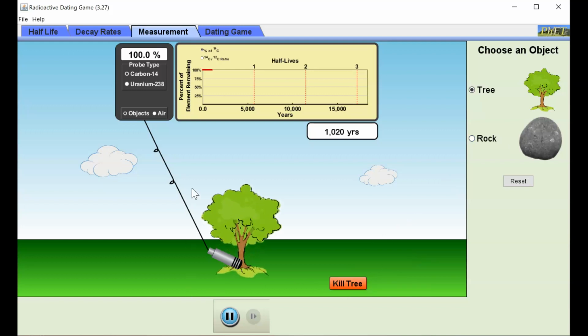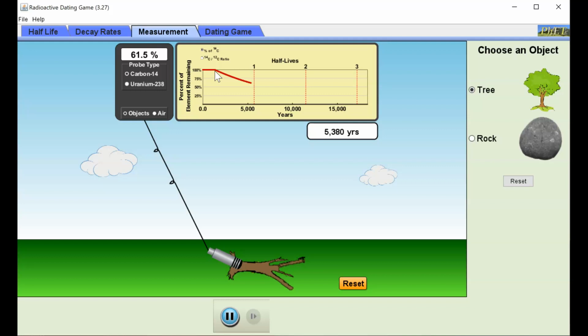As the probe is measuring the amount of carbon-14, you notice it's straight. Right up until the point that the tree died, the amount of carbon-14 in that tree was constant because it was being replenished by the carbon-14 that was being produced in the air. And there's a whole carbon cycle. So it wasn't until the point that it died that the clock started. That's when the carbon-14 started decaying and not getting replaced.